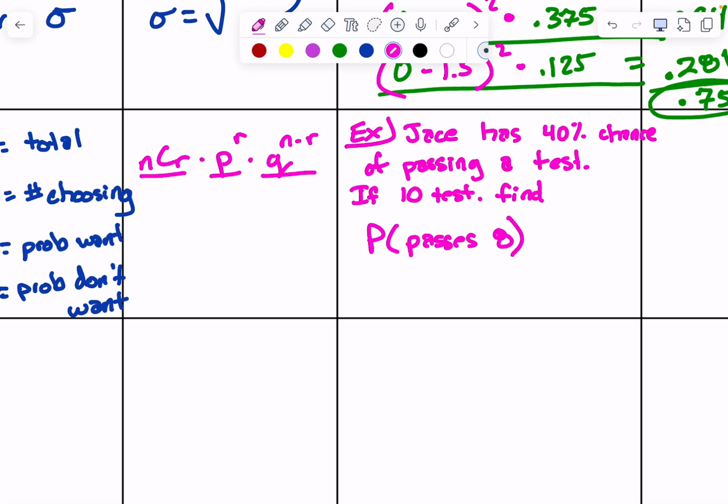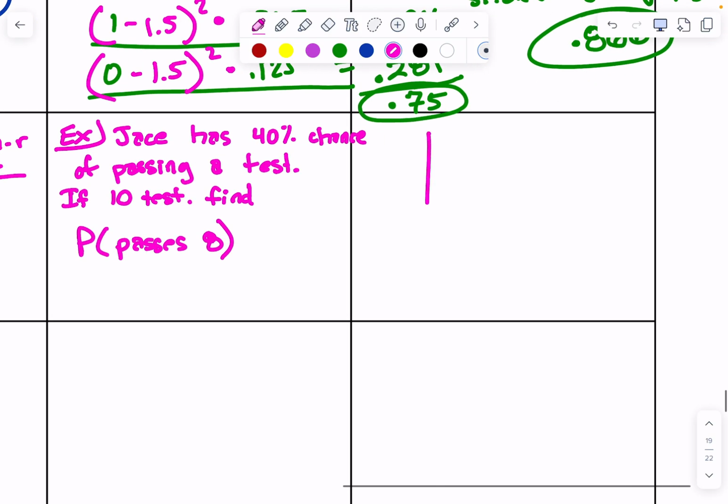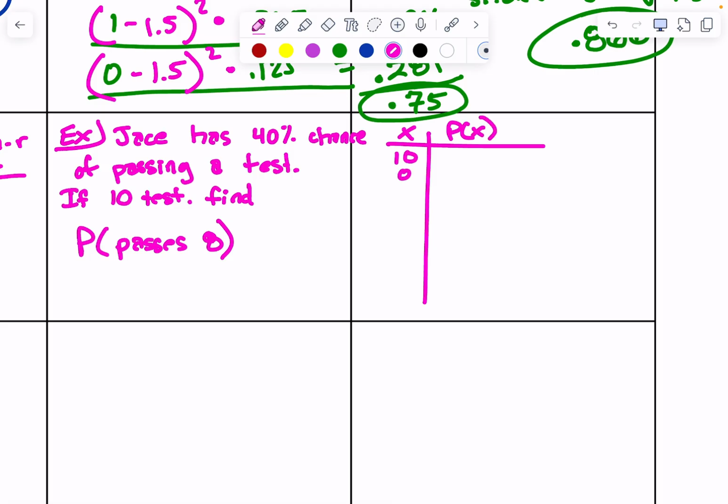Okay, now, if he has a 40% pass rate, and I'm filling this table out, I'm not gonna actually write this table down, so don't write this down. I have X and I have P of X. This is him passing all 10, this is passing 9, passing 8, passing 7, passing 6, 5, 4, 3, 2, 1, and 0. That's the probabilities of him passing that many tests. Which one of these probabilities will have the highest chance of happening?